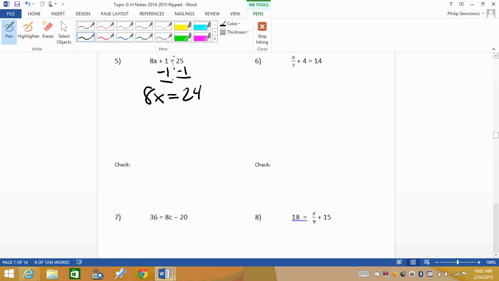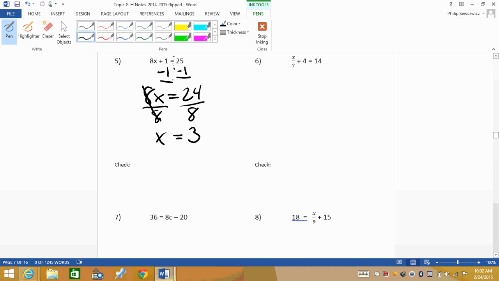Again, variables on the left-hand side. I am multiplying. To undo multiplication, we divide. Make sure you are using your fraction bar. So again, 8 divided by 8 is 1, so we just have 1x. How many x's are there? Well, just one of them. That's why we don't put the 1 out in front, so it's just your x. And 24 divided by 8 does give us 3.